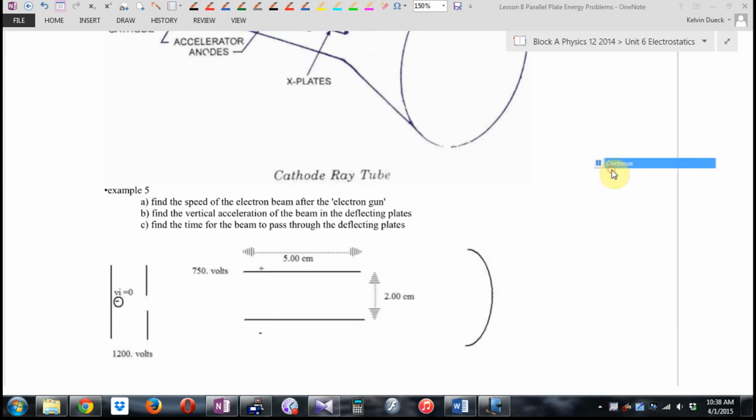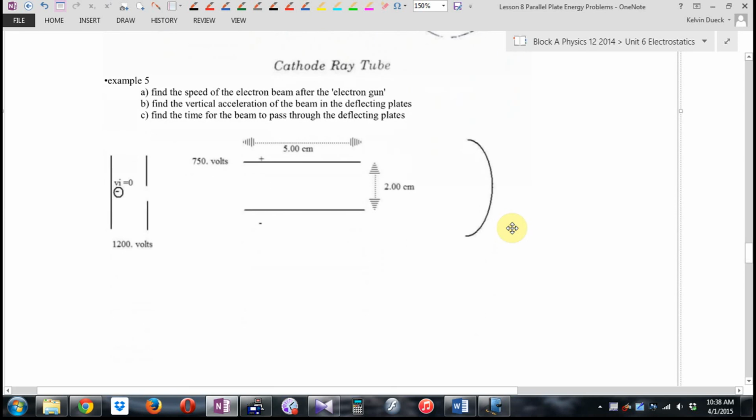Put your pencils down. Look up. So, what are some questions I could ask you about the cathode ray? Well, A, find the speed of the electron beam after the electron gun. Okay. That's this section here. Did they say find velocity? No. Well, then I think this is just like dropping an object. Oh, and it does say V initial is 0.